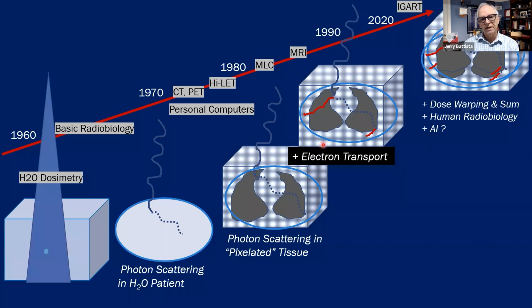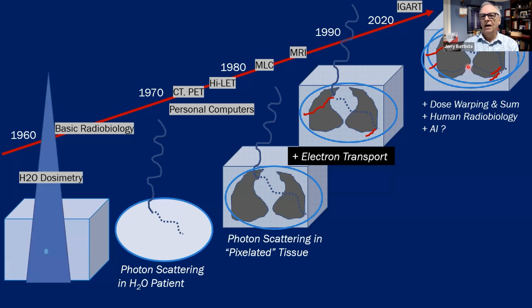Next, electron transport was added to the algorithms. So here we have photons, but if you look at the electrons, especially in lung, they can travel quite a distance, and we cannot assume that the electrons are deposited on the spot. So these red lines here will appear throughout my lecture, and they designate electrons. And you'll see later that I am in love with electrons, and they are the ones that deposit dose.